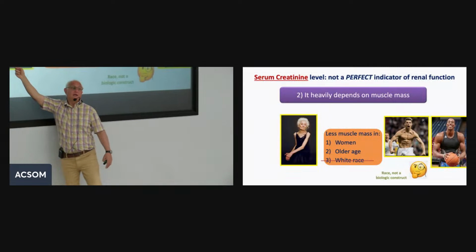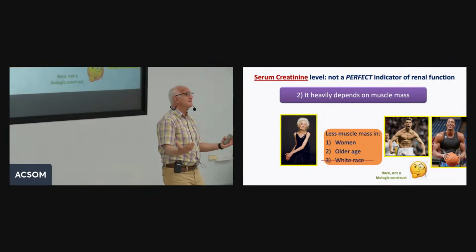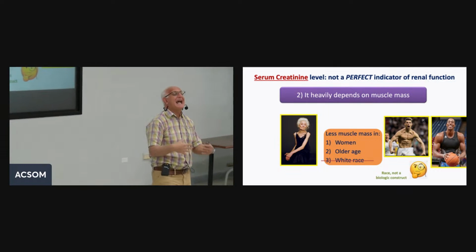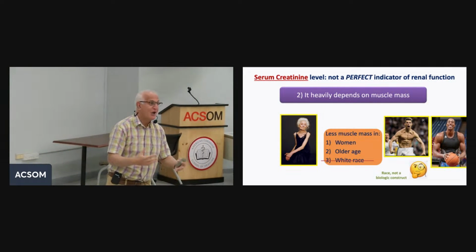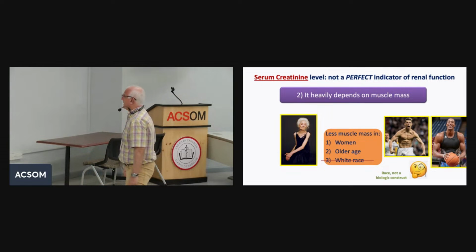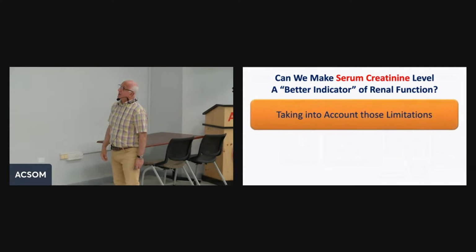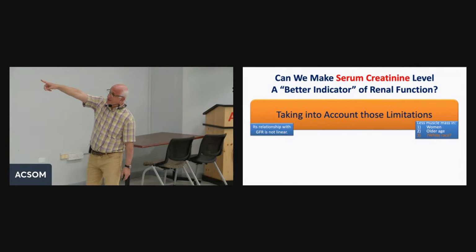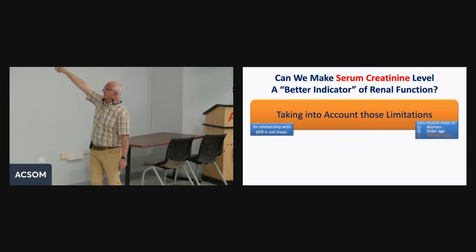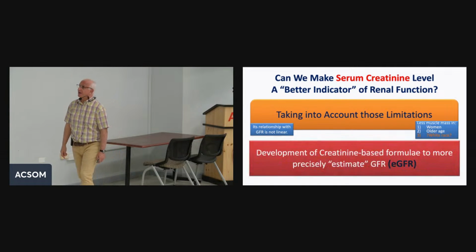2.5 for this lady, close to dialysis. You see the difference? So serum creatinine alone is not a perfect measure. We need to make it better. So how should we make it better? Let's take into account those two caveats that I told you. Relationship with GFR is not linear, and there are other things that change the muscle mass. How do we take them into account?